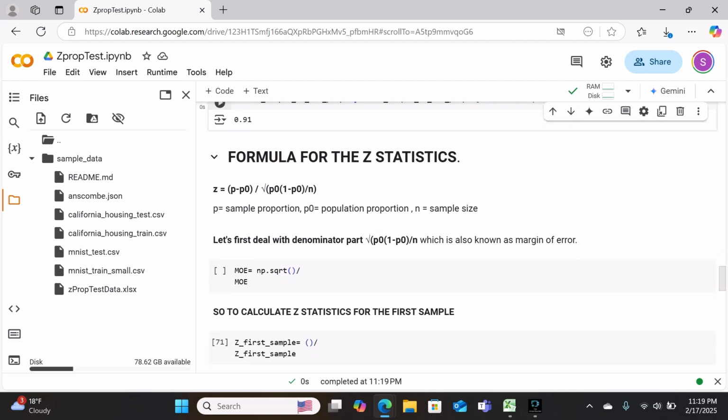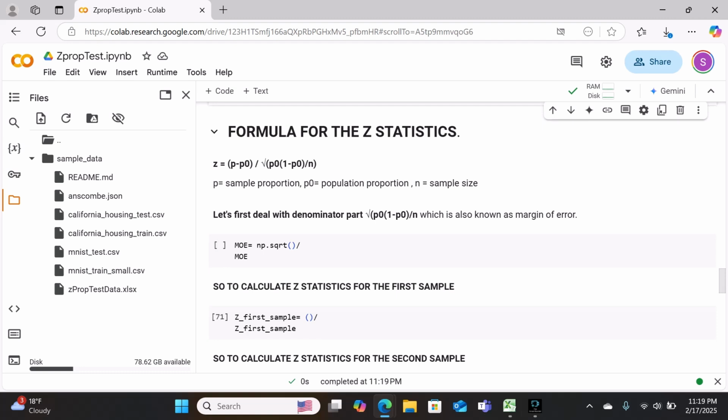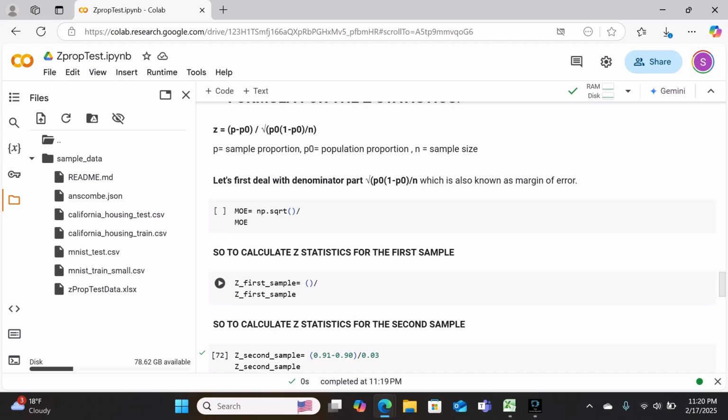Next, we look at the formula for the z statistic. z is equal to the sample proportion minus the population proportion, divided by the square root of the population proportion multiplied by 1 minus the population proportion and divided by n, with all of the denominator in a square root. Let's first deal with the denominator part, and this is also known as the margin of error.